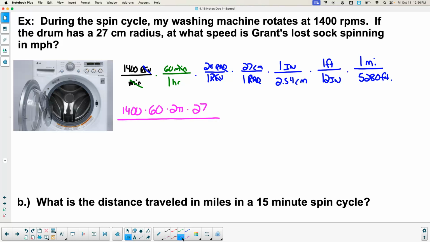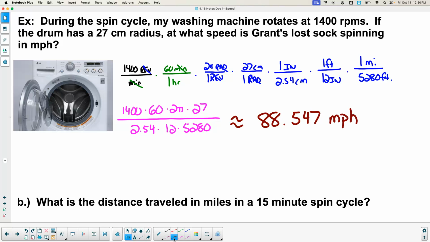Then you go from total distance divided by... how fast is your sock traveling? 88.56. Good thing there's not a flux capacitor inside your washing machine. Wait, what's 60 divided by? Great Scott. Exactly. Okay, everybody good on 88.547 miles per hour?